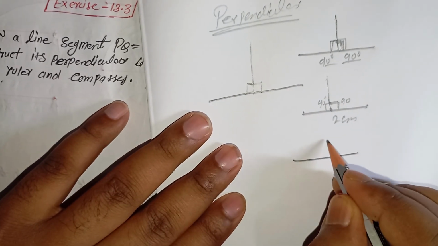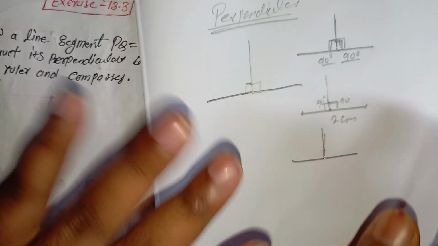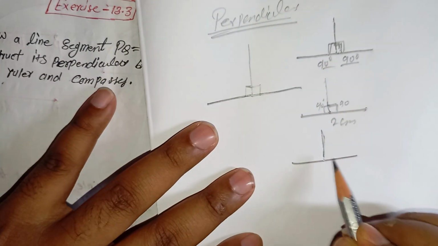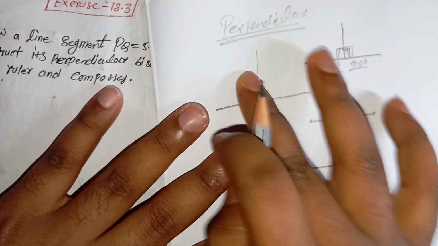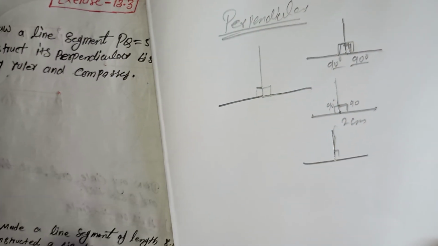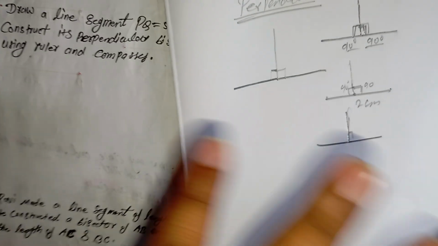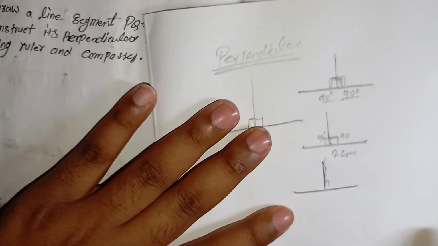In a straight line, when in the middle of that you create another straight line, that is the only perpendicular. I hope all these lines are perpendicular. That's enough. There is nothing in this exercise apart from this perpendicular.